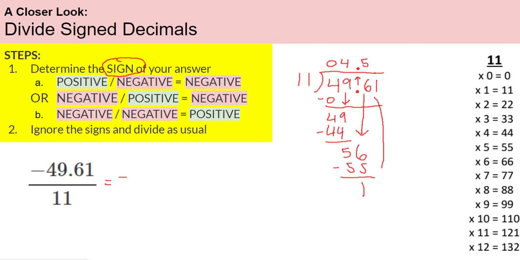Let's bring down that final 1. And we got 11. 11 divided by 11 is 1. I do not have any remainders. So my answer, let's go back. That's not your answer. We said it was going to be negative. So negative 49 and 61 hundredths divided by 11 is negative 4 and 51 hundredths, negative 4.51.